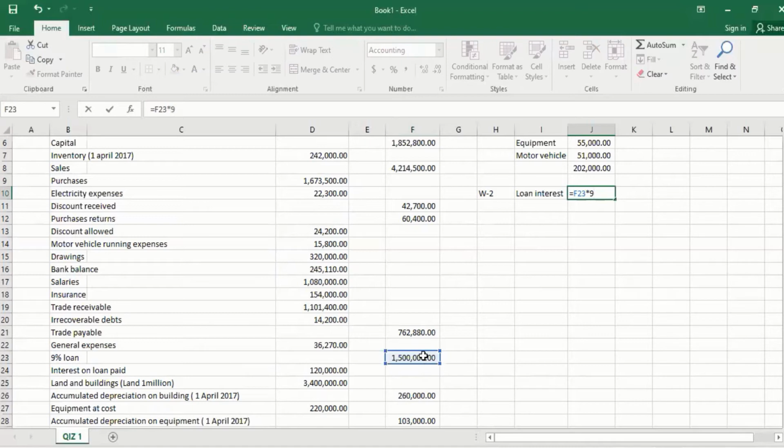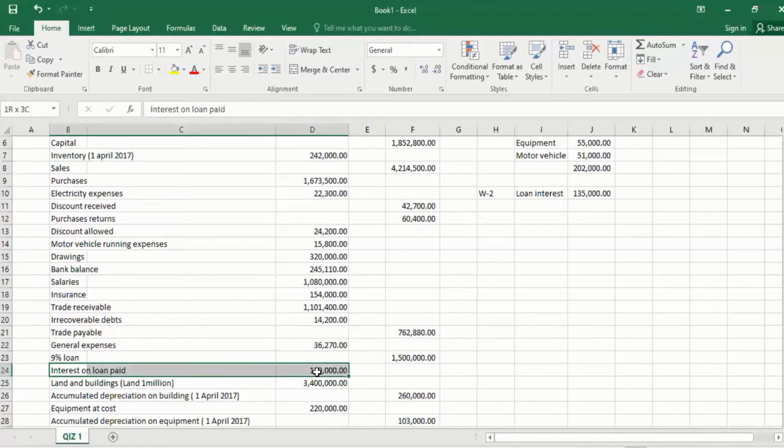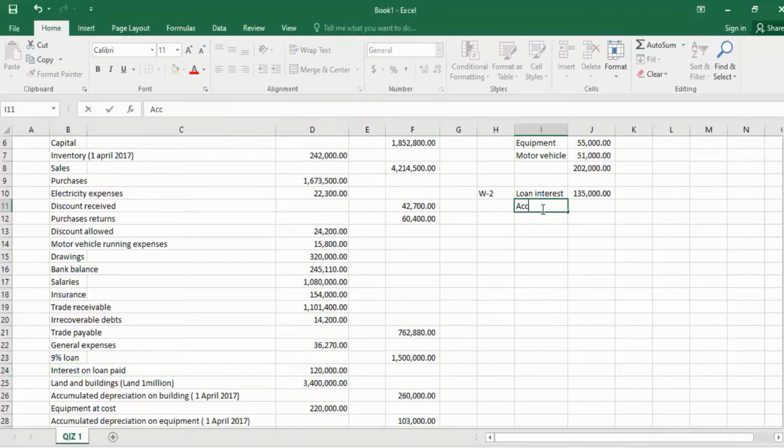This percentage appearing before the word loan means that that amount is fixed. It has to be paid. But now, you see, they have only paid 120,000. So there is an amount which has accrued, which has not been paid. And that is 15,000, so we can get the difference between 135 and 120.